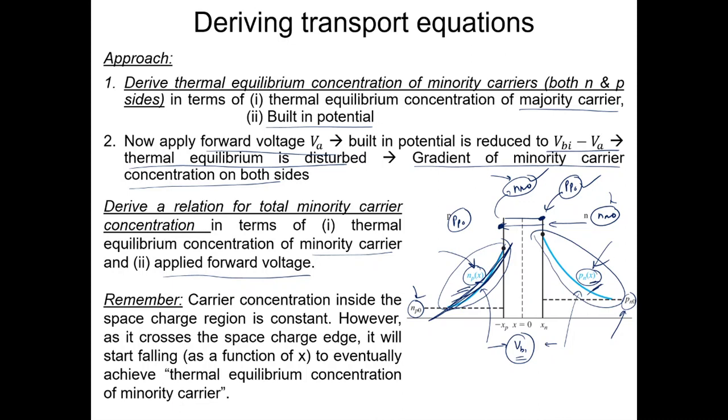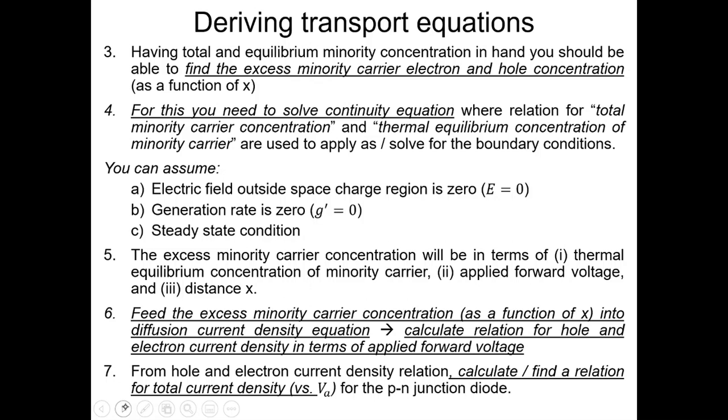You should also remember that the carrier concentration inside the space charge region is constant. However, as it crosses the space charge edge, it will start falling, as I have shown, and that is going to give you the gradient. It will fall as a function of x, and eventually at some point it's going to converge to the thermal equilibrium concentration of the minority carriers. Okay, so then we are going to find the total and the equilibrium minority carrier concentration, which we already have from our previous relations, and using that we should be able to find the excess minority carrier electron and hole concentration as a function of x.